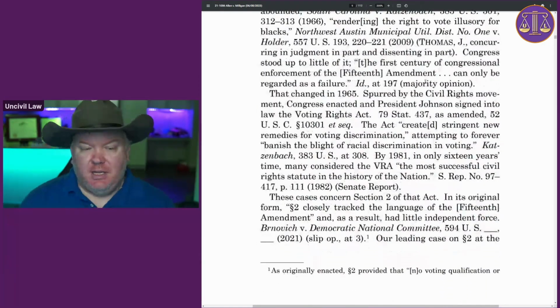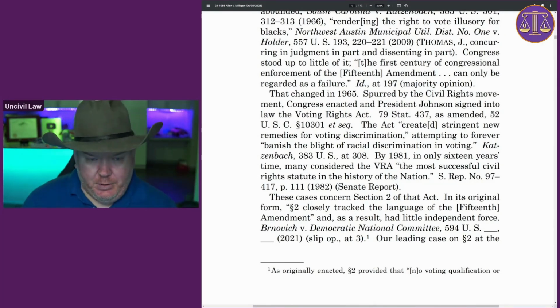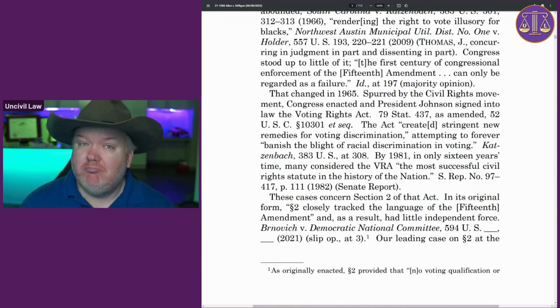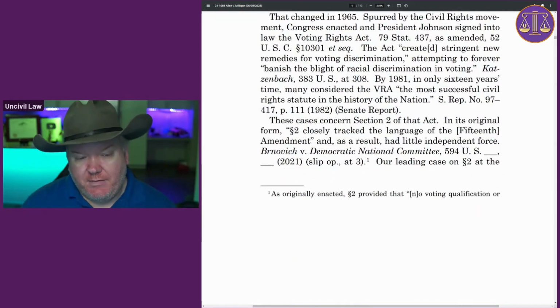That changed in 1965. Spurred by the Civil Rights Movement, Congress and President Johnson signed into law the Voting Rights Act. The act created stringent new remedies for voting discrimination, attempting to forever banish the blight of racial discrimination in voting. By 1981, in only 16 years' time, many considered the Voting Rights Act the most successful civil rights statute in the history of the nation. Fair enough. These cases closely concern Section 2 of the Act.